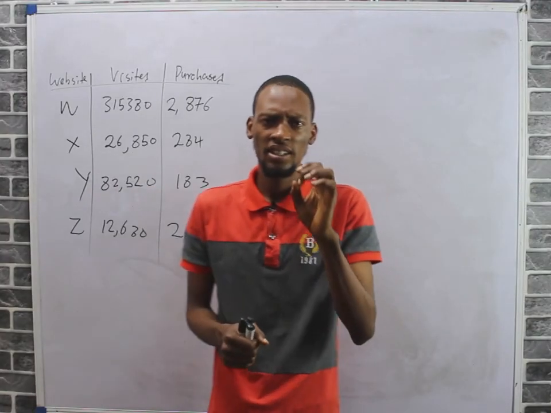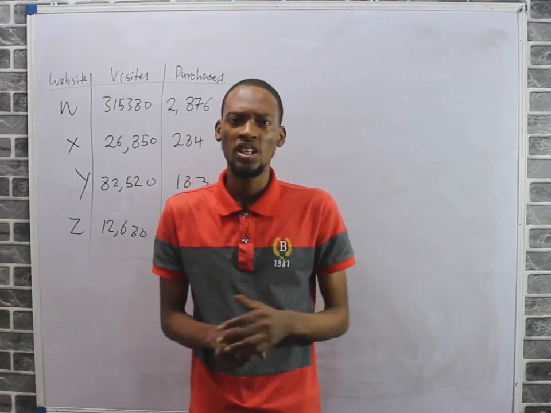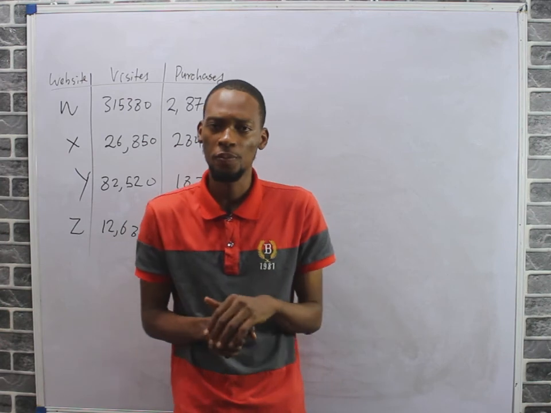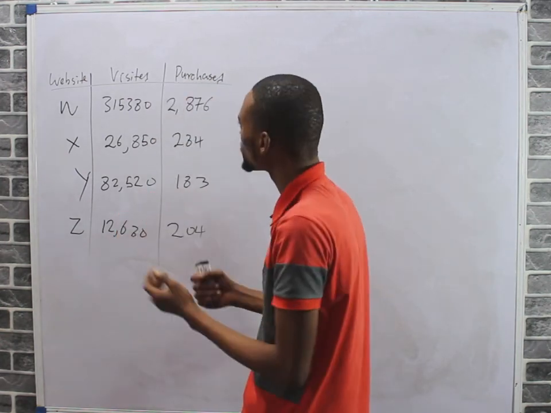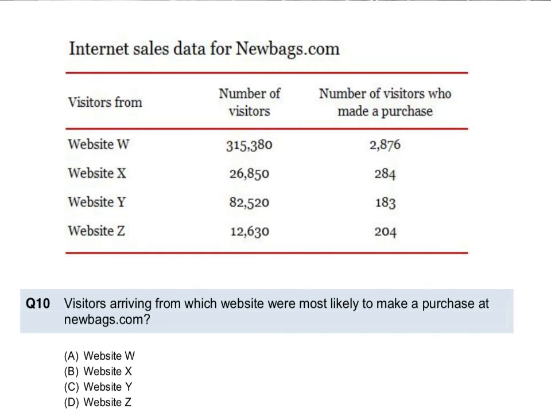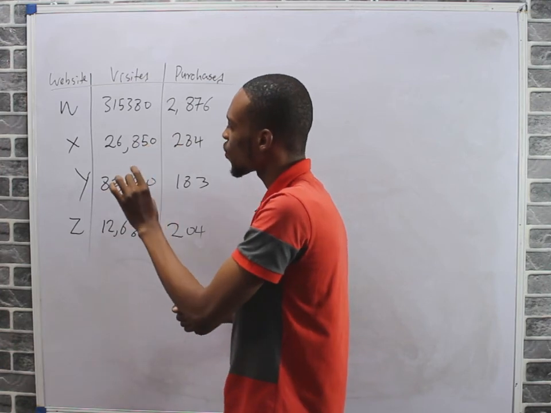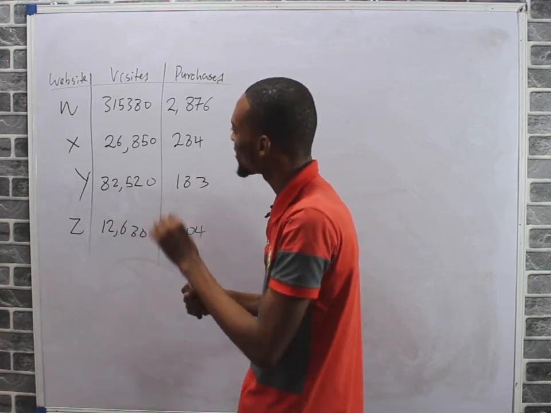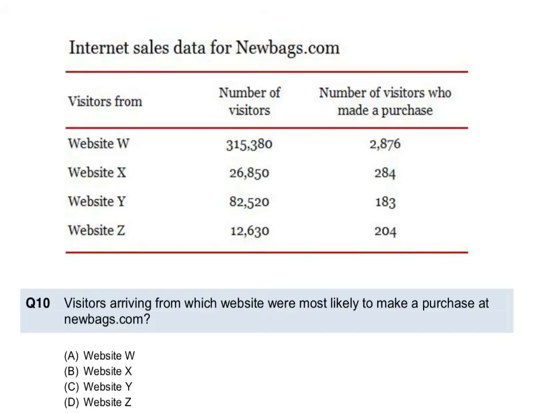Now, take a look at question 10. It shows internet sales data for newsbag.com. And according to the table, we have websites. Visitors came from website W, website S, website Y, and website Z. Now, what is question 10 saying we should do? It says, visitors arriving from which website were most likely to make a purchase at Newsbag?